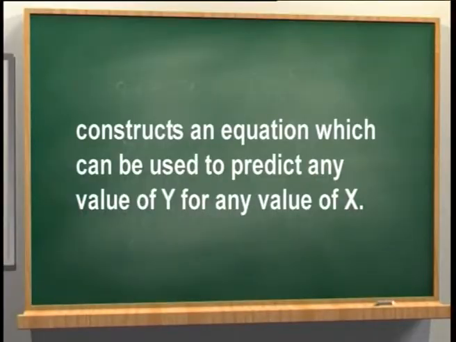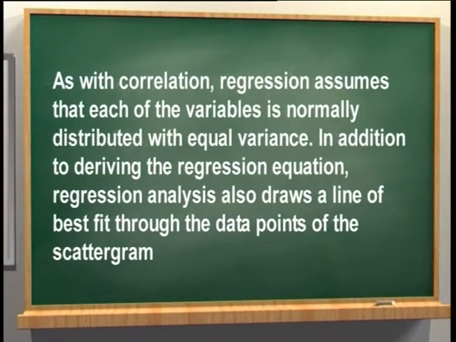Regression analysis mathematically describes the dependence of the y variable on the x variable and constructs an equation which can be used to predict any value of y for any value of x. It is more specific and provides more information than correlation. Unlike correlation, however, regression is not scale independent, and the derived regression equation depends on the units of each variable involved. As with correlation, regression assumes that each of the variables is normally distributed with equal variance.